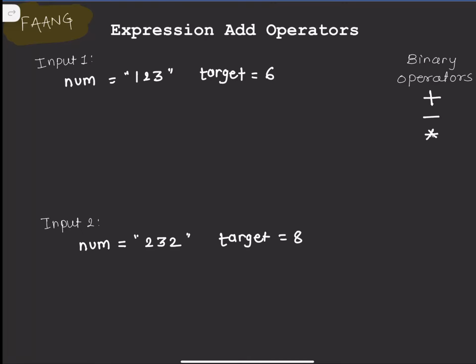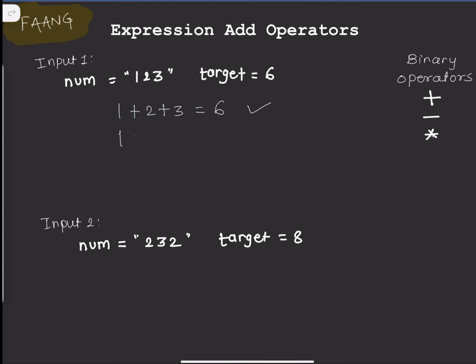Hello everyone. Today we are solving a DSA problem, Expression Add Operators, where we have been given a number as a string which has digits, and we have these binary operators plus, minus and multiplication. We need to add these operators in between these digits and evaluate the expression to match the target value 6. For example, let's say we have 1 plus 2 plus 3, which evaluates to 6. So this is a valid expression.